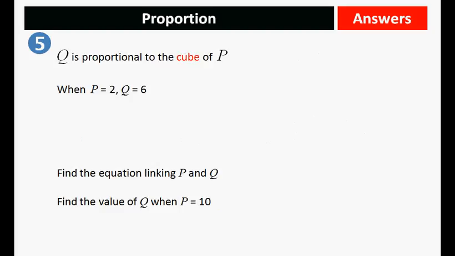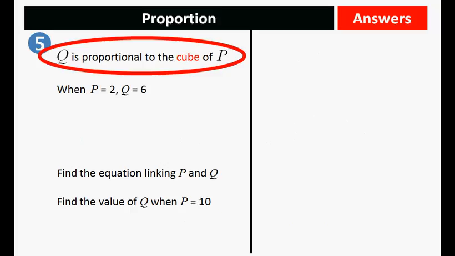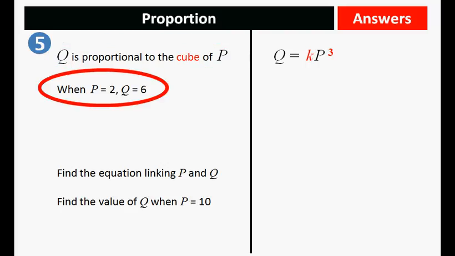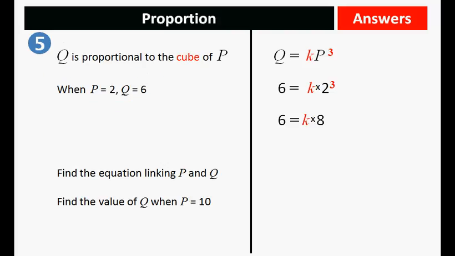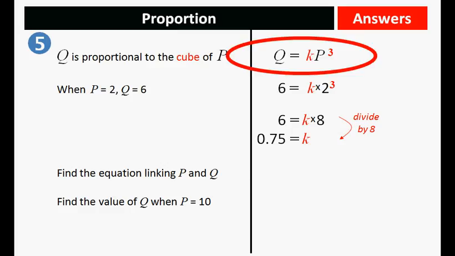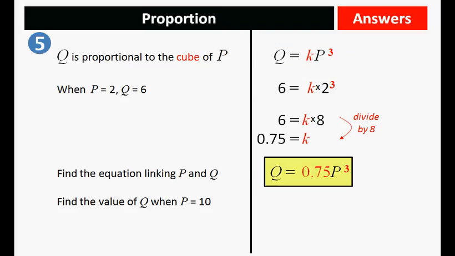Question 5. Q is proportional to the cube of P. So a very similar question. Q equals something times P cubed. We know two values of P and Q, 2 and 6, so we can put those in. So 6 equals something times 2 cubed. 6 equals something times 8. It's very easy to divide both sides by 8 and figure out that the missing value k is 0.75. So k is 0.75, and the relationship between q and p is that q is 0.75 times p cubed.